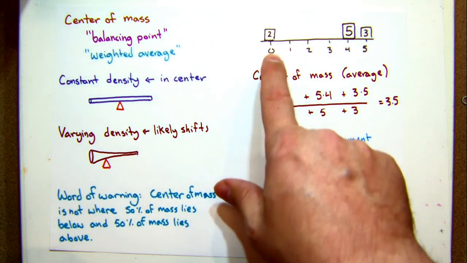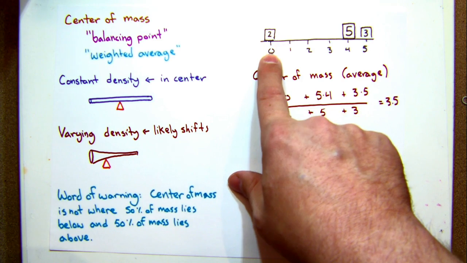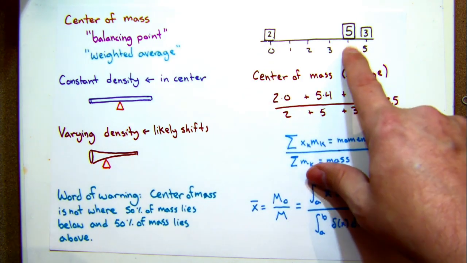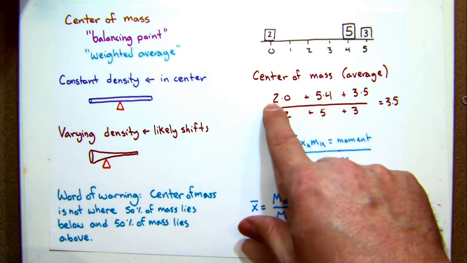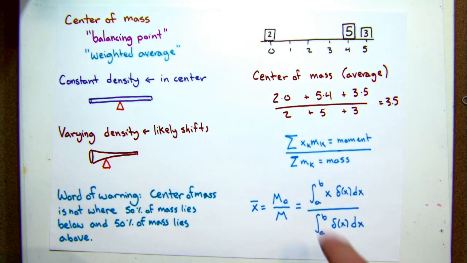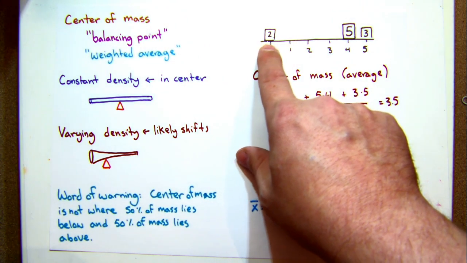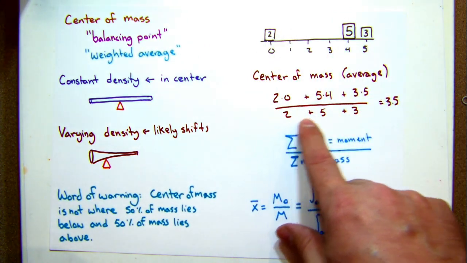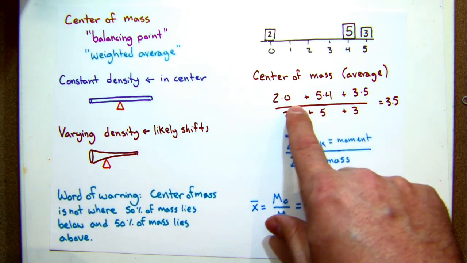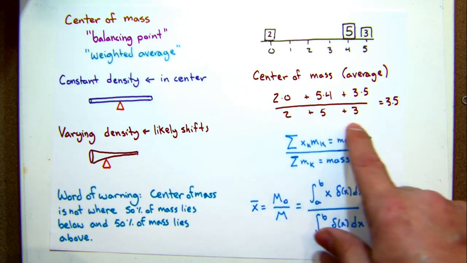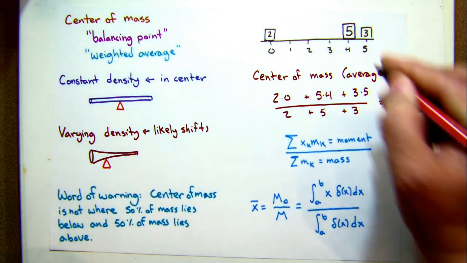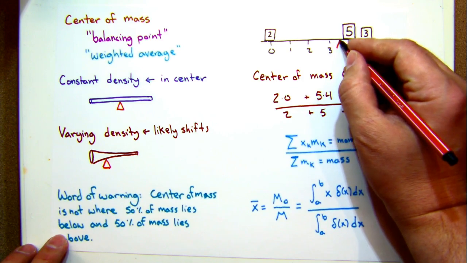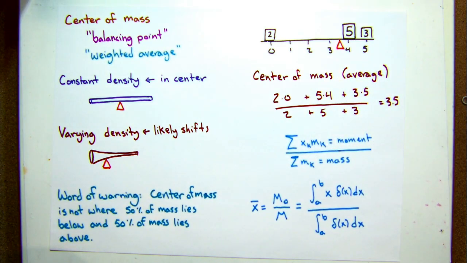Well, how is this computed? What you do is you multiply the mass at a point times the location of the point. So 2 times 0, 5 times 4, 3 times 5. And you add all those numbers up. And then you divide by how much mass there is total. So 2 plus 5 plus 3. Now if you do the computation, on the top you get 35, and on the bottom you get 10. 35 over 10 is 3.5, which would say that the center of mass is right there.